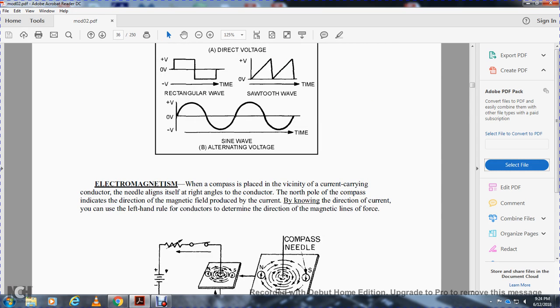Electromagnetism. When a compass is placed in the vicinity of a current-carrying conductor, the needle assigns itself at a right angle to the conductor. The north pole of the compass indicates the direction of the magnetic field produced by the current. By knowing the direction of the current, you can also use the left-hand rule to determine the direction of the magnetic lines.